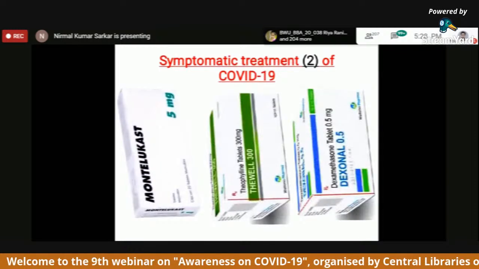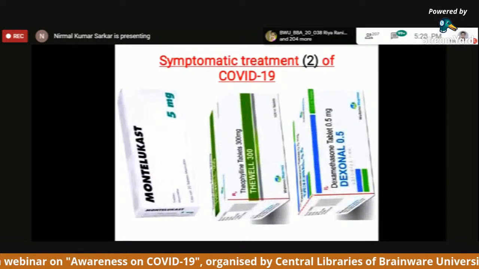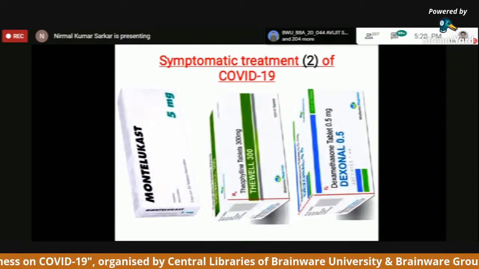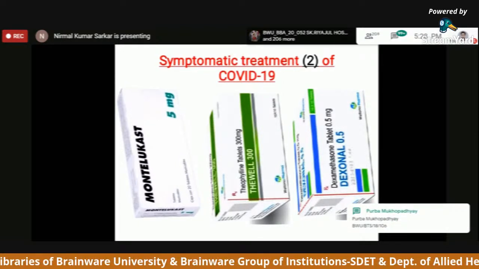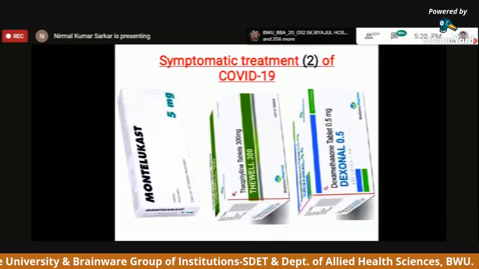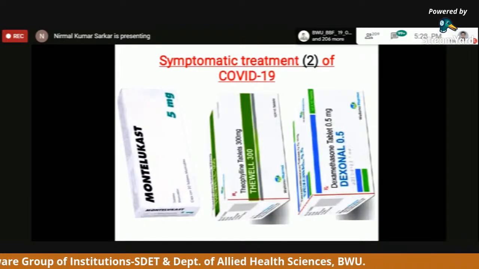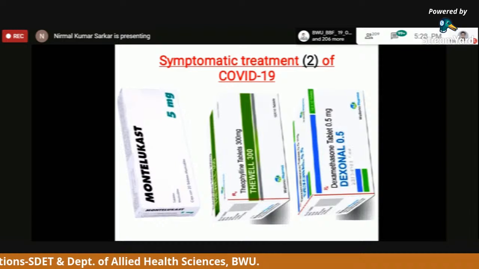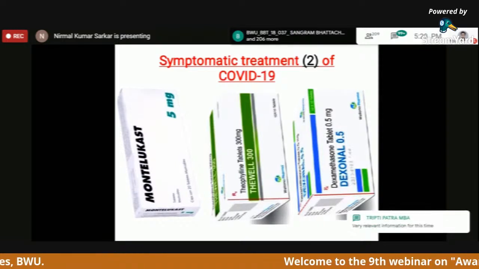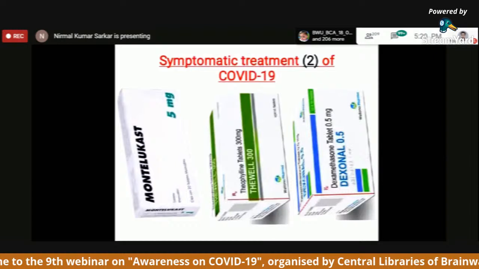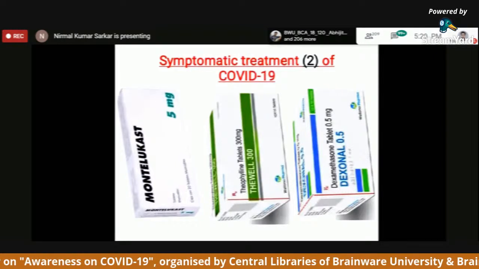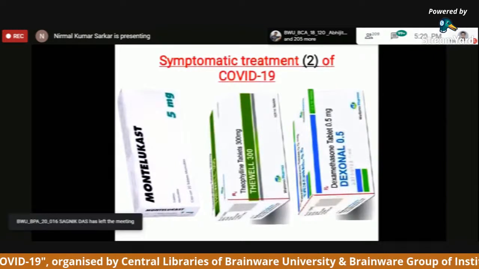Moreover, Montelukast, commonly known as Montec, is frequently used to control shortness of breath. Montelukast blocks the action of leukotriene receptors of lungs. This in turn stimulates the relaxation of smooth muscles in the walls of bronchioles and bronchi of lungs so that they can easily get dilated to facilitate breathing.